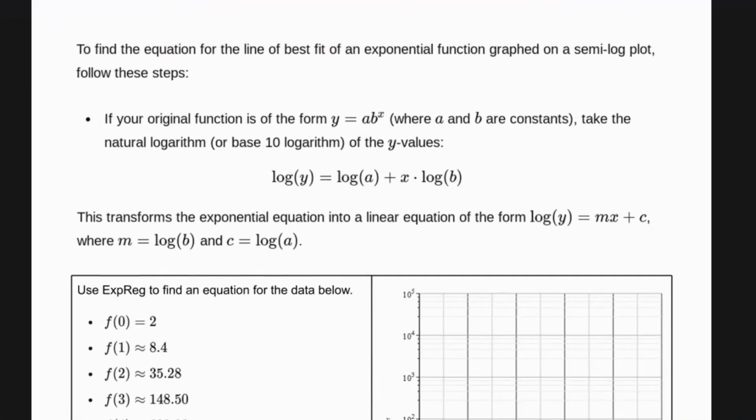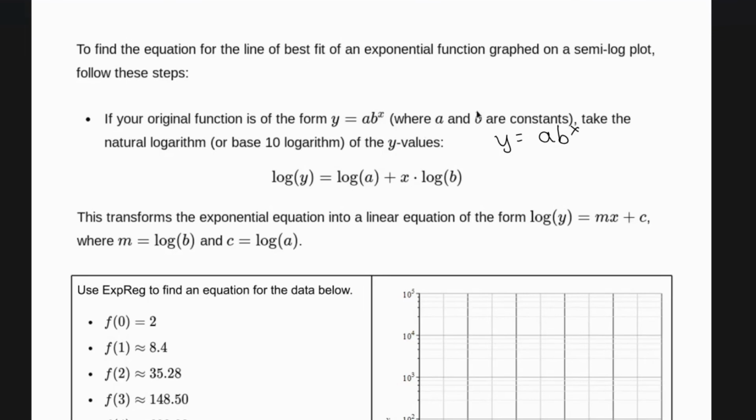Now this is where things change, because if we can come up with a straight line, then we should be able to come up with the line of best fit that fits those dots. So this is where it gets a little strange. To find an equation for the line of best fit, what you're going to do is take the exponential graph that you have. I'm actually going to do a little bit of the math over here so you can see it. y equals a times b to the x.